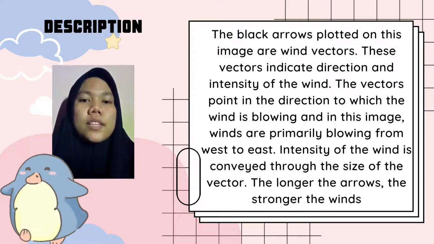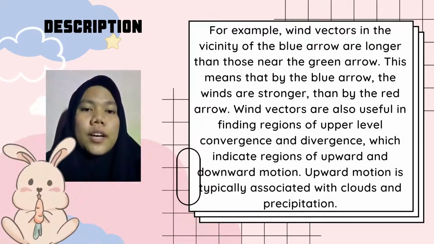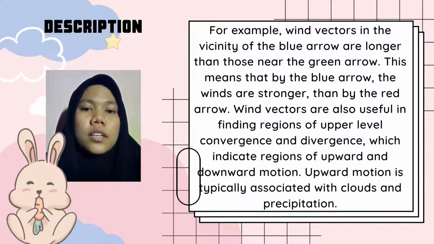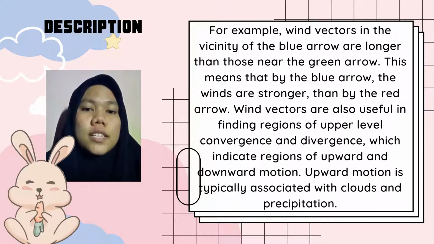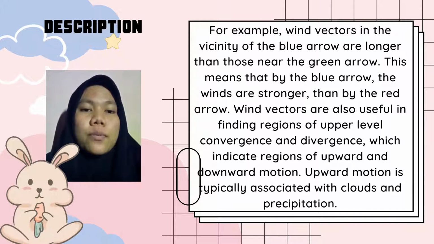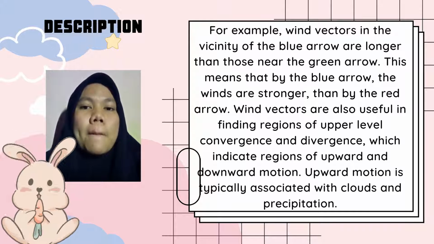Intensity of the wind is conveyed through the size of the vectors. The longer the arrow, the stronger the winds. For example, wind vectors in the vicinity of the blue arrow are longer than those near the green arrow. This means that by the blue arrow, the winds are stronger than by the green arrow.